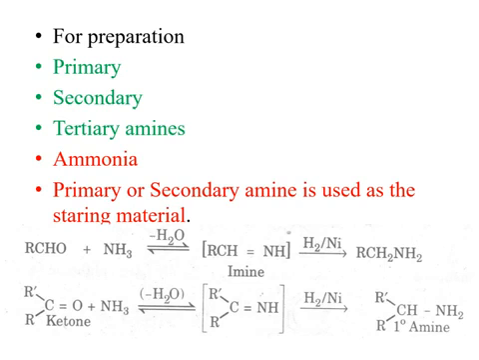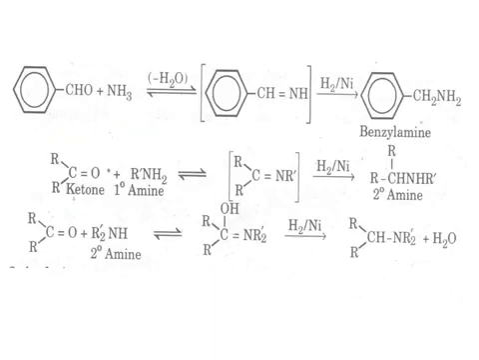By a similar type of reaction, ketone and amine will react with the elimination of water with the formation of an imine, and catalytic reduction will convert this imine into an amine. This is an example of an aromatic aldehydic compound that is going to be reacted with ammonia with the elimination of a water molecule. Again an imine is produced, and further this imine is converted into benzyl amine by reductive hydrogenation in the presence of nickel.